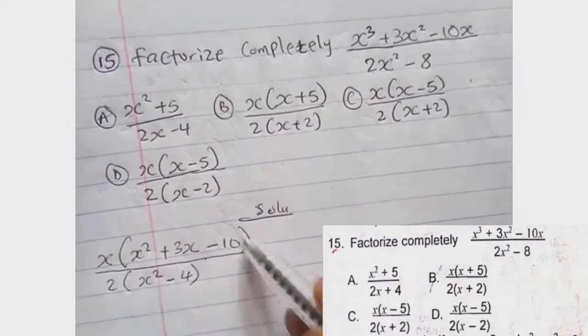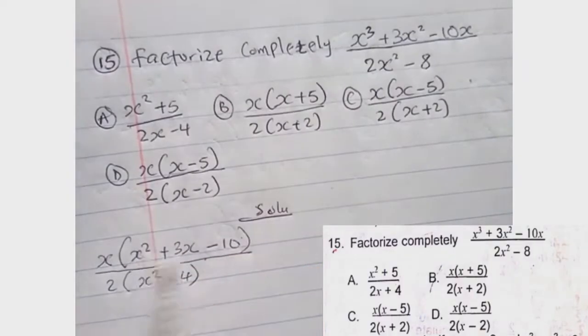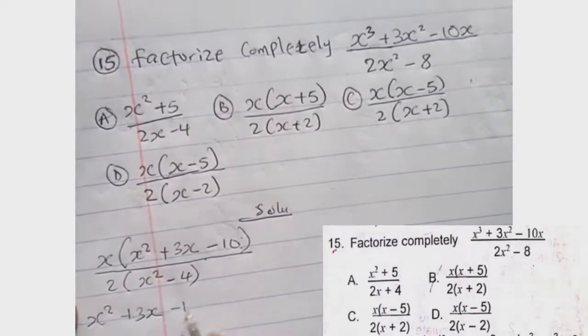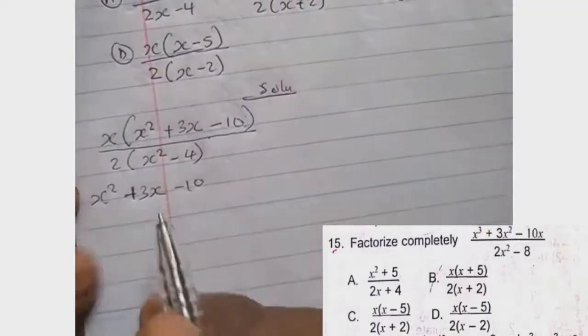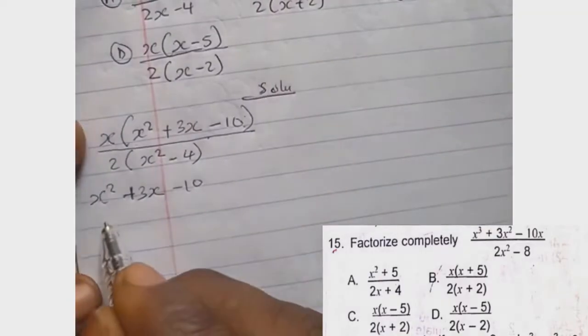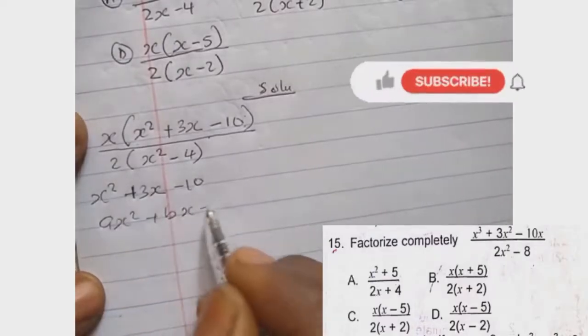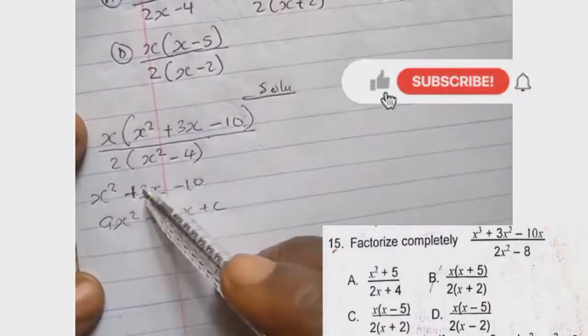Let's take this one to this side. Let me write it out like this: s squared plus 3s minus 10. I want to factorize this. If you compare it to the general quadratic formula, a s squared plus b s plus c, they are the same.